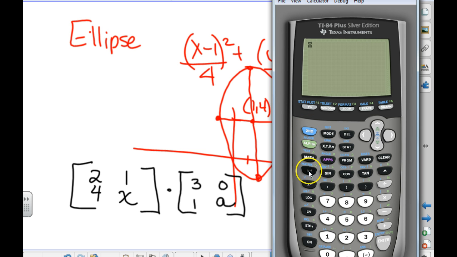And then I would go back to matrix, and I would go over to edit and down to matrix B, and I'm going to make it a 2 by 2. And I'm going to put in some numbers, 3, 0, 1, and I'll make that a -5, I don't know. Okay? And then I'm going to quit. And then what you would do is you would go matrix A, and you would just put the name on the home screen, times matrix B on the home screen, and it would tell you that's what the answer is.